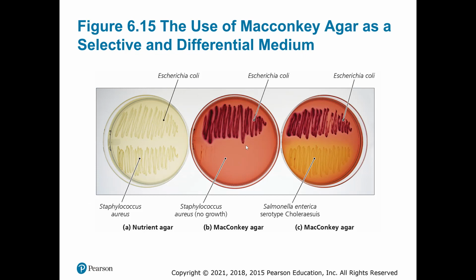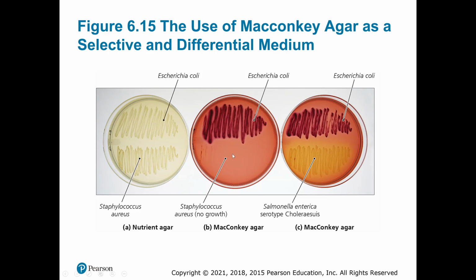Another really useful type of differential medium is called MacConkey agar. This is actually, it's kind of not unique, but special because it's selective and it's differential. So this image, this is figure 6.15. This image is showing you just regular nutrient agar on the left. This is like tryptic soy agar. E. coli grows fine, so does Staphylococcus aureus. There's nothing special about that agar. Everything will grow on it.